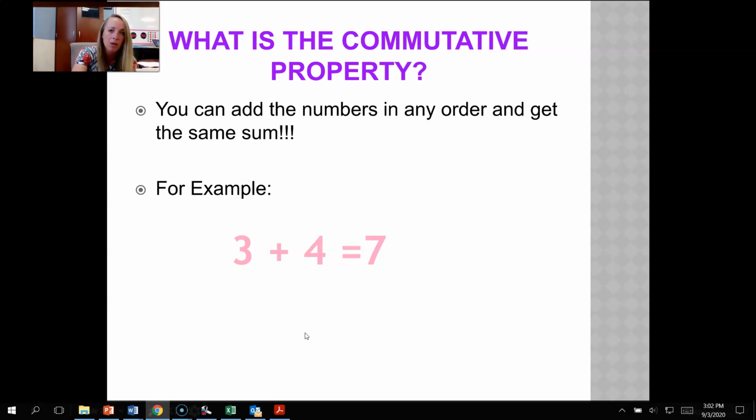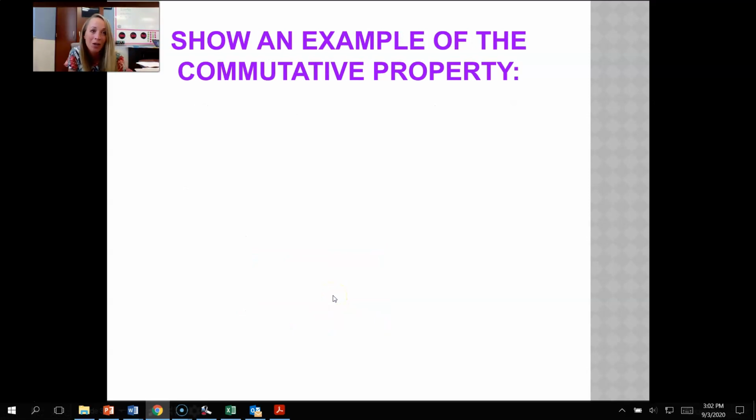But how do I show the commutative property? The commutative property is taking those numbers and flip-flopping them. The commutative property means to flip-flop our numbers. Notice how 3 and 4 are used, and so are 4 and 3. We both use the same exact sum at the bottom. That is an example of the commutative property. I would like you to write on your boards an example of the commutative property now. Pause the video, write your example, and when you're done, go ahead and start the video again.